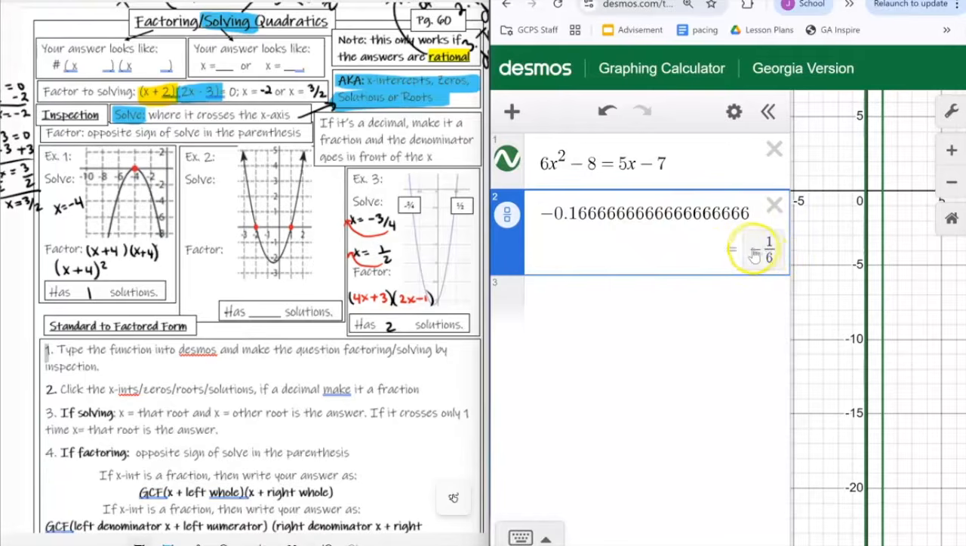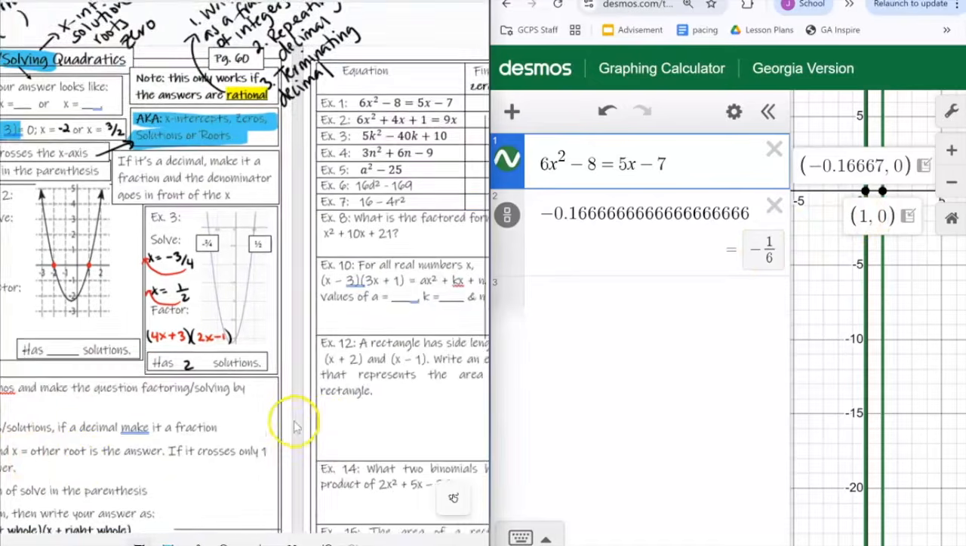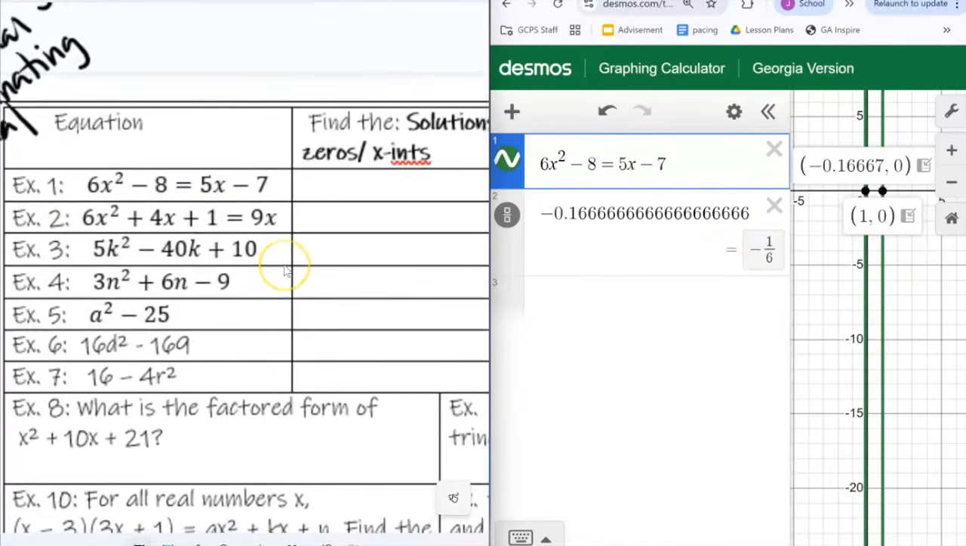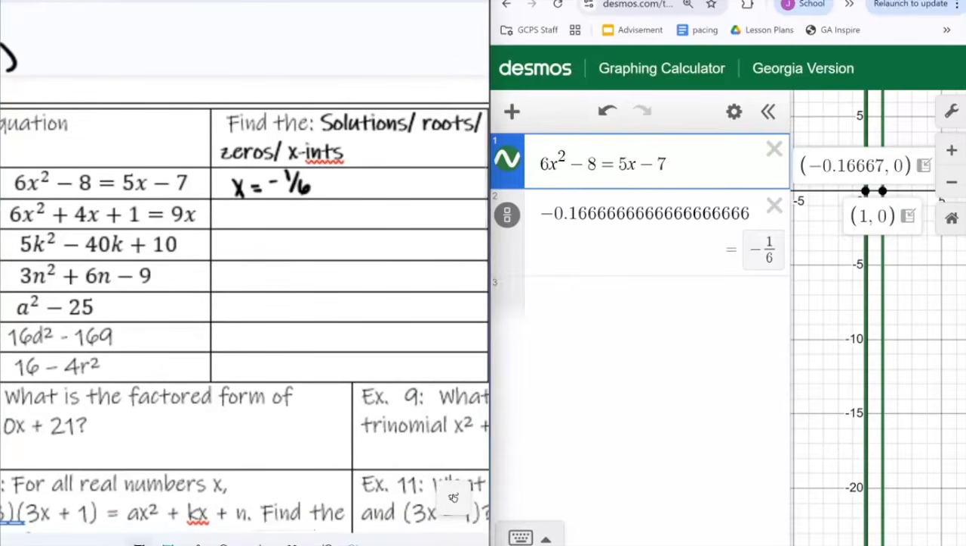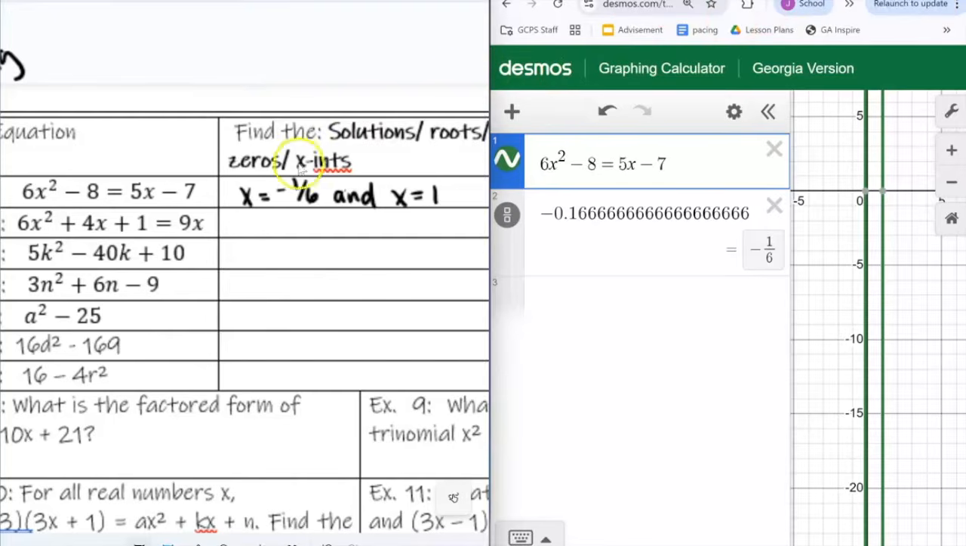So this is one of my solutions, x equals negative 1 over 6. My other solution is x equals 1. All right, so I've got my 2, if solving, x equals that root and x equals the other root. Okay, so I've got both. All right, so for me, x equals negative 1 over 6, and x equals, I think it was positive 1. Yeah, positive 1. Okay, so x is equal to negative 1 over 6 and x equals positive 1. Please copy my answer down, but you should also now have an answer for right here.